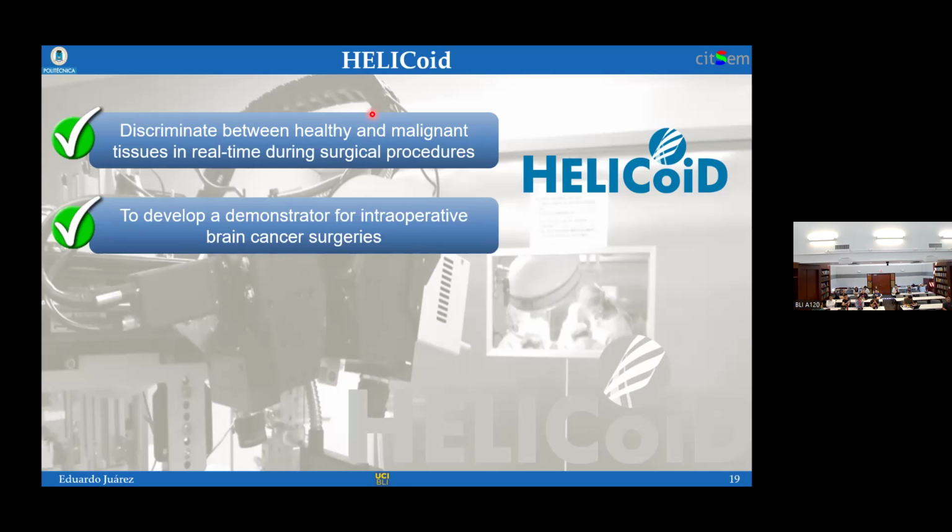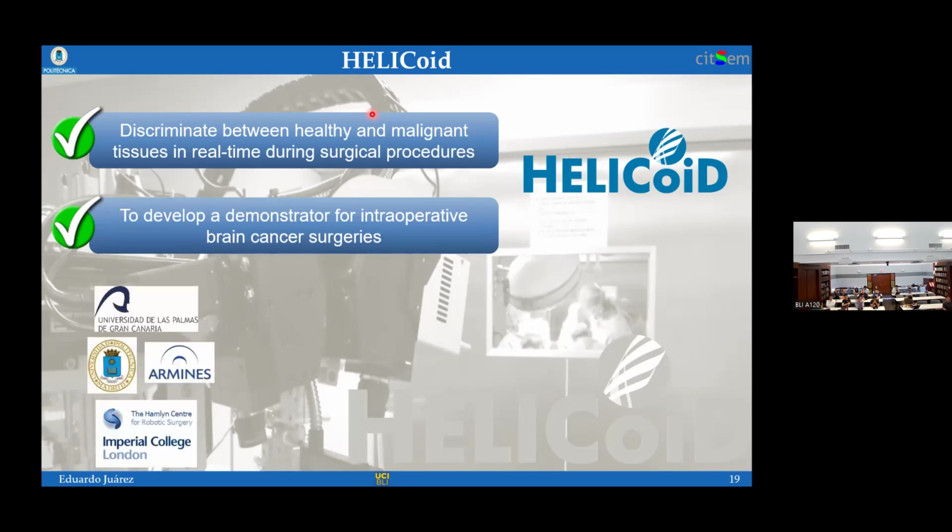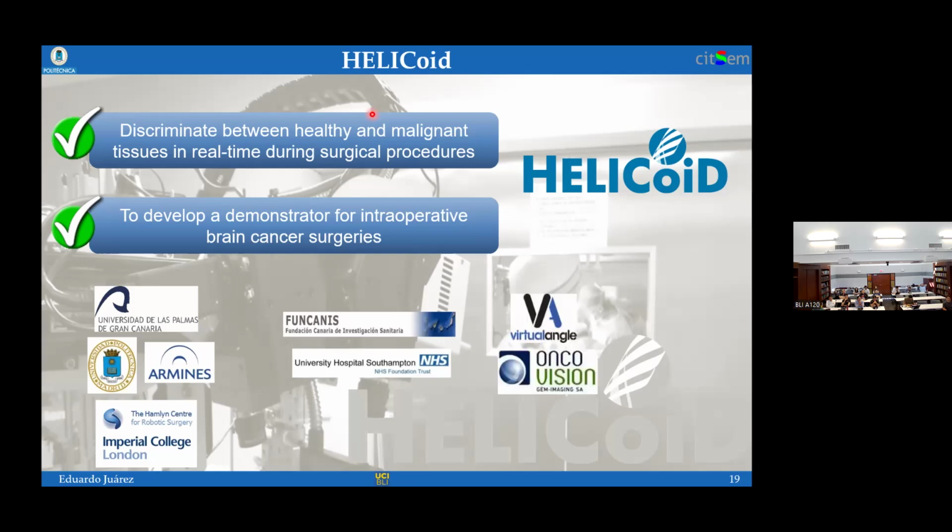Just to give you an overview, in the HELICoiD project there were 9 partners: 4 universities from 3 different countries, Spain, France, and UK, 2 university hospitals, 1 from UK and 1 from Spain, 2 small and medium-sized companies, 1 from Spain and 1 from the Netherlands, and 1 big medical company, Medtronic.